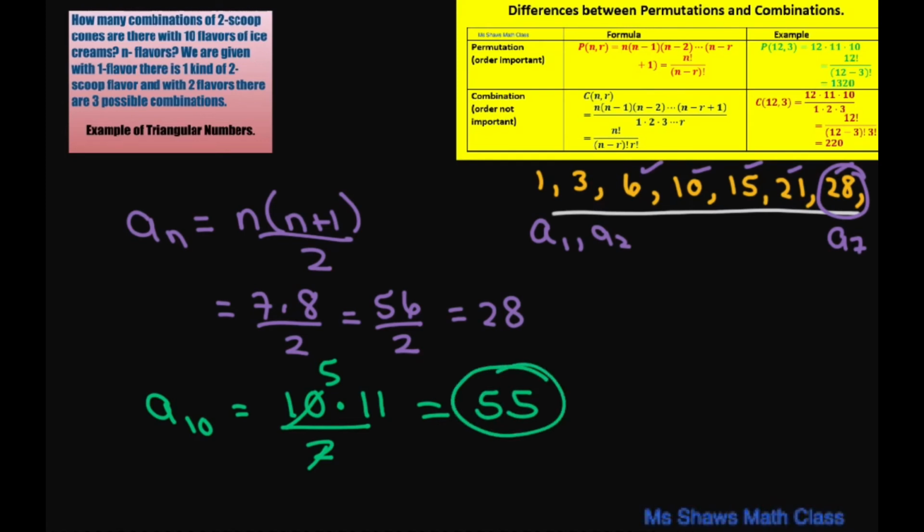What is it saying? How many there are? There are 55 possible combinations with 10 flavors of ice cream.